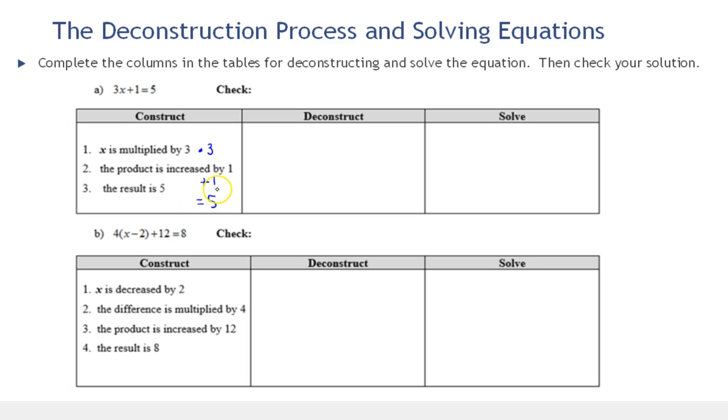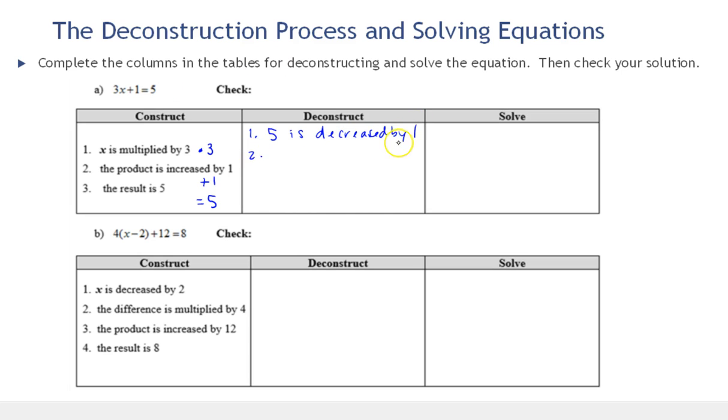and the result is 5. So equals 5. So now we're going to deconstruct this process, meaning we're going to start with the 5, and we're going to work our way back to x to find what x is going to be equal to, or solve for x. But when we work our way back, we have to reverse all of these processes to get back to where we started. So our first step is 5. Well, we had increased by 1, so we're going to decrease. So 5 is decreased by 1.